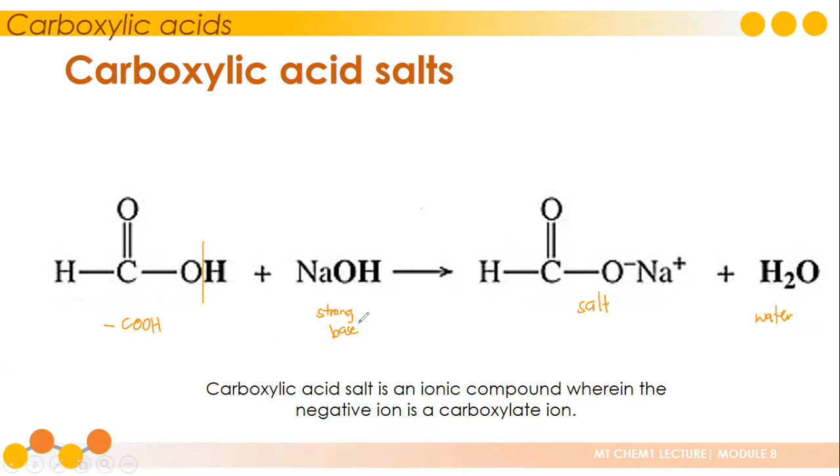And then in the strong base, the hydroxyl breaks its bond from the element. And then a substitution reaction occurs. The hydrogen and our positive ion substitute their places. So what happens is that hydrogen bonds now with the hydroxyl group to form water. And then our positive ion bonds with our carboxylate. This is our carboxylate ion. Again, this is the negative ion. It bonds with the positive ion to form a carboxylic acid salt.